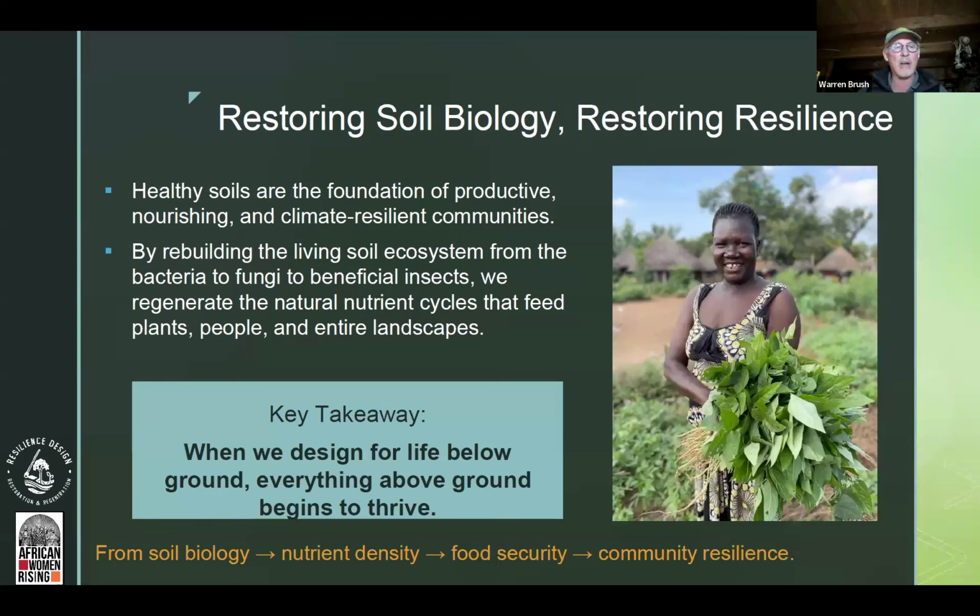So really the key takeaway here is that when we design for life below ground, everything above ground begins to thrive. And so I'm going to hand this over to David Kalama.